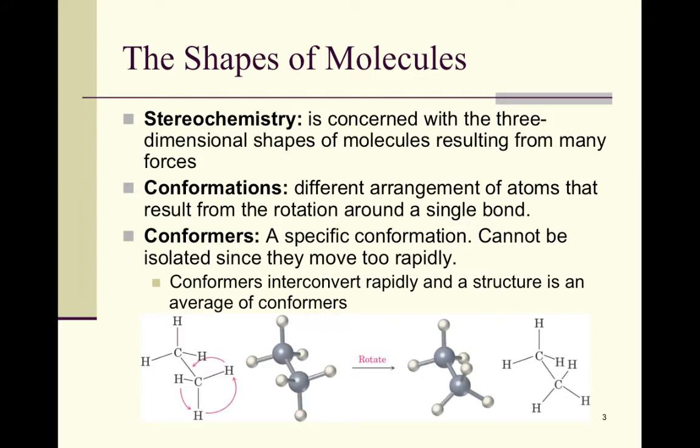A conformer is a specific conformation. It can't be isolated because conformers move too rapidly. Conformers interconvert rapidly, and a structure is an average of the conformers.